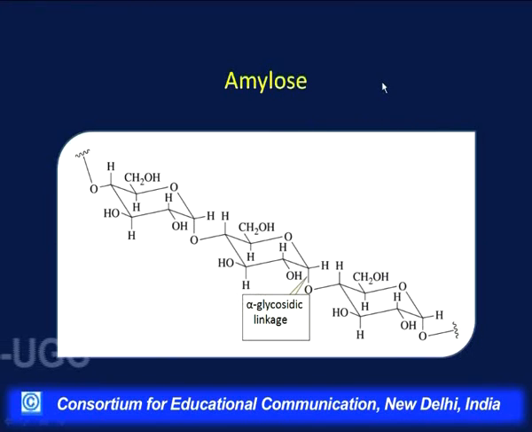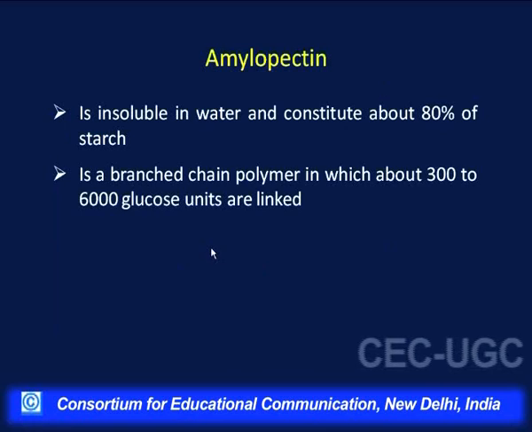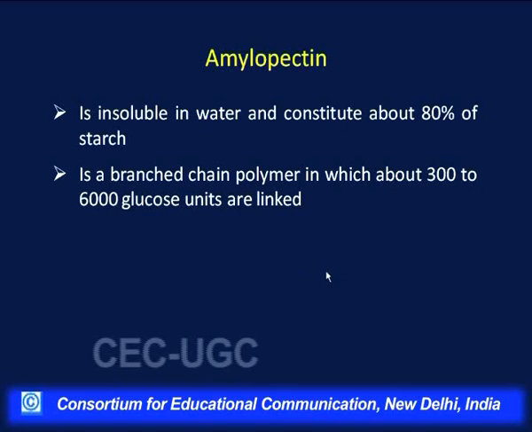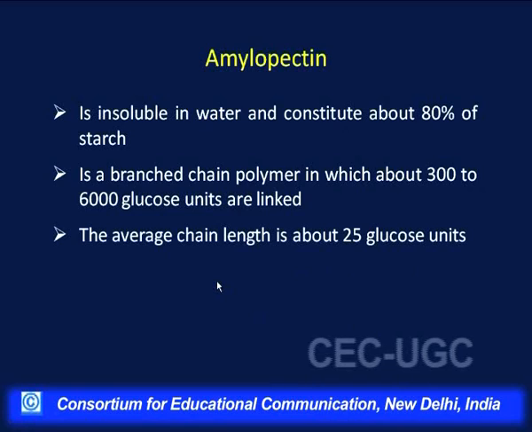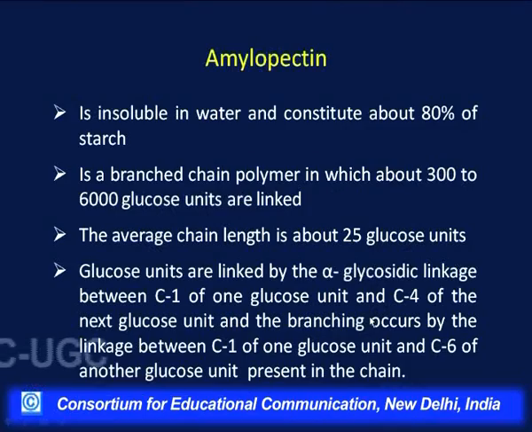Then amylopectin, which I said is about 80% of the starch and is insoluble. It consists of about 300 to 6000 glucose units linked together. Again, branching occurs and the average number of glucose units per branch comes out to be 25 glucose units. Linkage is again alpha in all the cases. Then how are they linked? Some chains are formed by C1 to C4 linkage, and then some of the glucose molecules get attached to carbon number 6 of the glucose moiety.